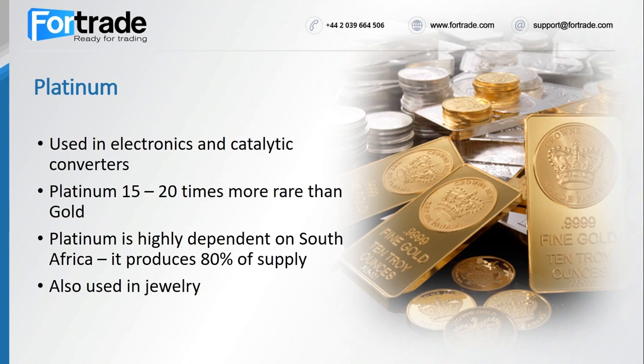Like palladium, platinum is used in electronics and catalytic converters, but platinum isn't as strong or long-lasting as palladium. Platinum converters are used mainly in diesel cars. As diesel cars become more unpopular in some markets due to environmental concerns, platinum can come under pressure. On the other hand, since palladium prices have grown to all-time highs, catalytic converter manufacturers tend to use platinum more as a cheaper alternative. Platinum is 15 to 20 times more rare than gold.